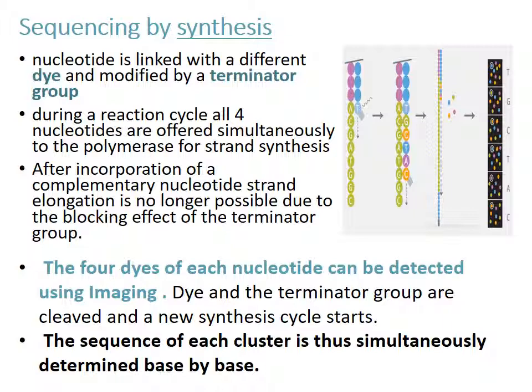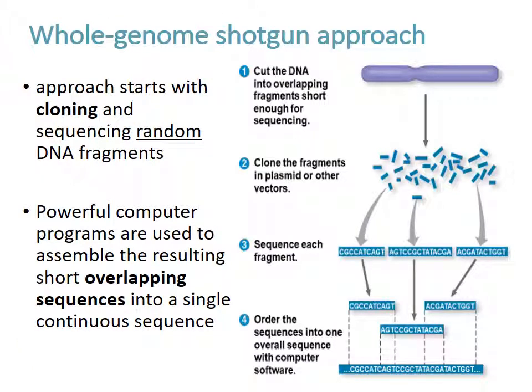It absolutely would. The whole genome shotgun approach is another method. This starts with cloning and sequencing just random DNA fragments, as you can see in the picture, and then computers are used to find overlapping sequences into a single continuous sequence. So the idea with the shotgun approach is that if you aim a shotgun at it, you're gonna hit something. So that's how this gets its name.